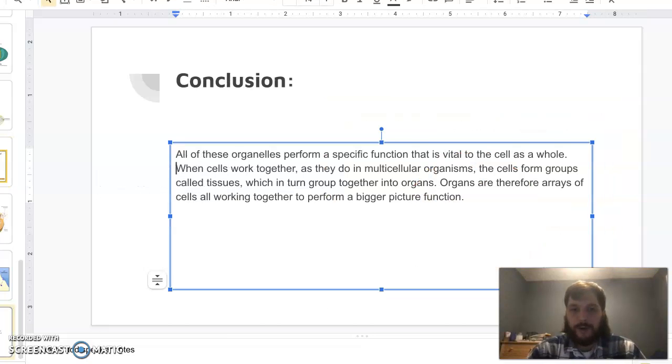So to conclude, all the organelles that we've listed perform a specific function vital to the cell as a whole. When cells work together, as they do in organisms, they form groups called tissues, which in turn group together into organs, and organs are arrays of cells all working together.